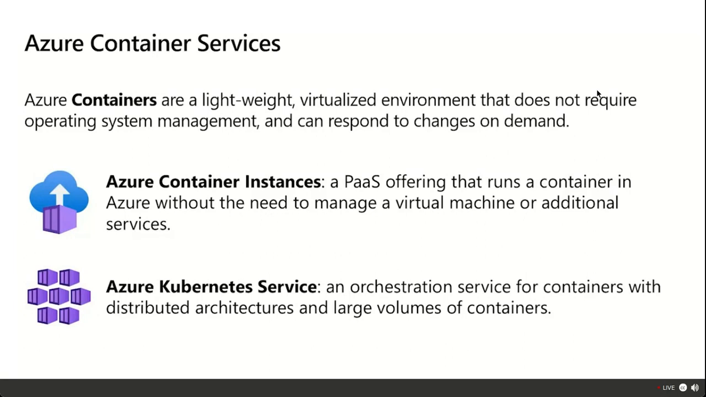You can deploy public and private Docker images, which are stored in registries, to your container, and we'll look at that in the next demonstration. And then we have something called Kubernetes service, and it's a type of orchestration service to manage these containers.